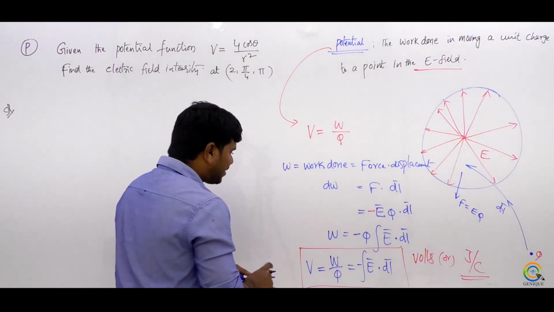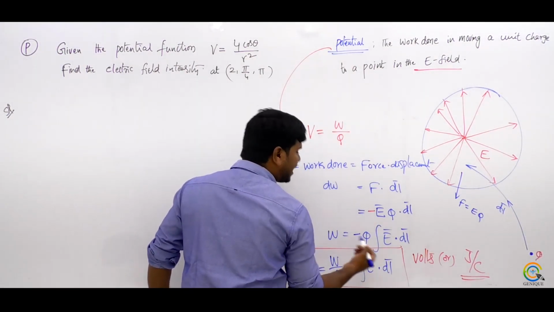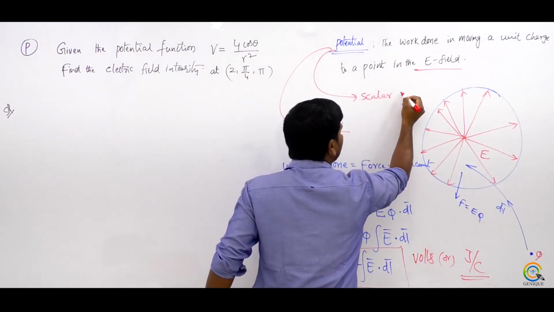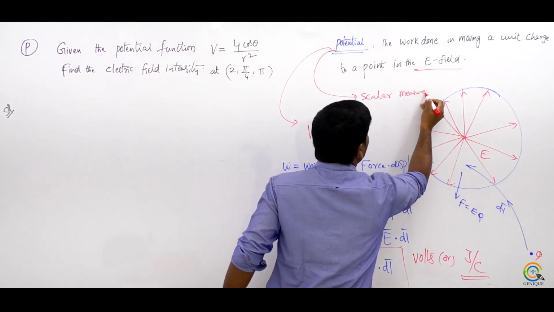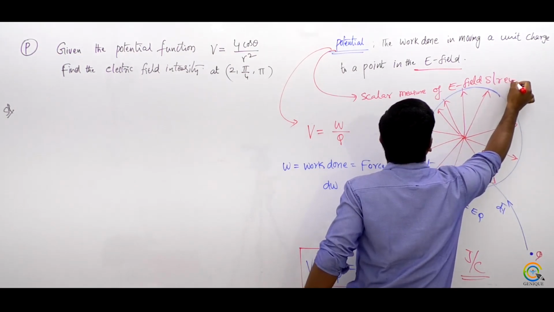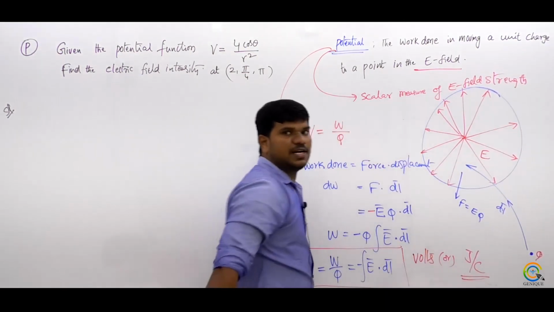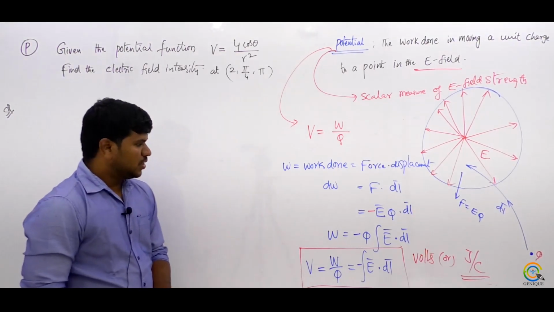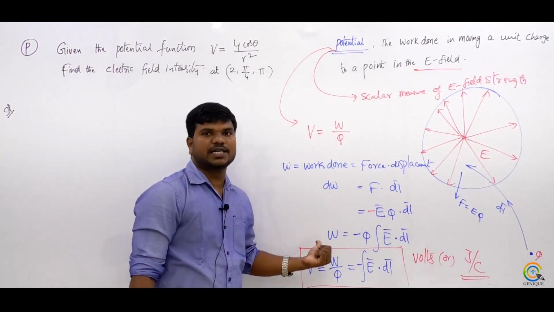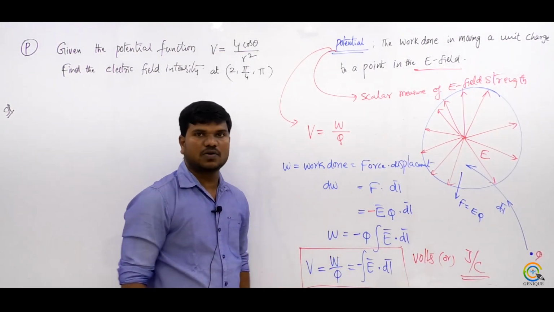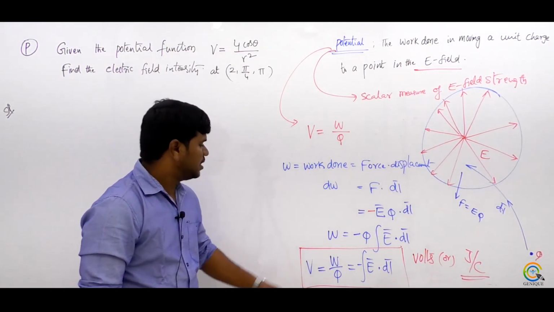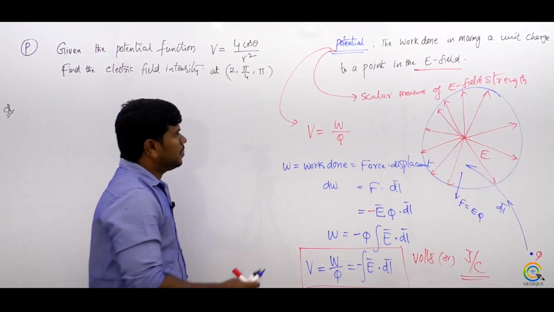So now from this, what can I write? So this is what? It is a scalar quantity. The potential is a scalar measure of E field strength. Okay. So electric flux density is a vector quantity. Electric field intensity is a vector quantity. But electric potential is a scalar quantity. You should remember this. Okay. So this is the voltage. Understand?